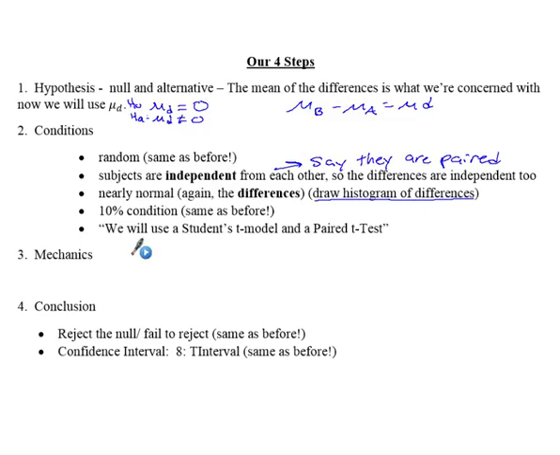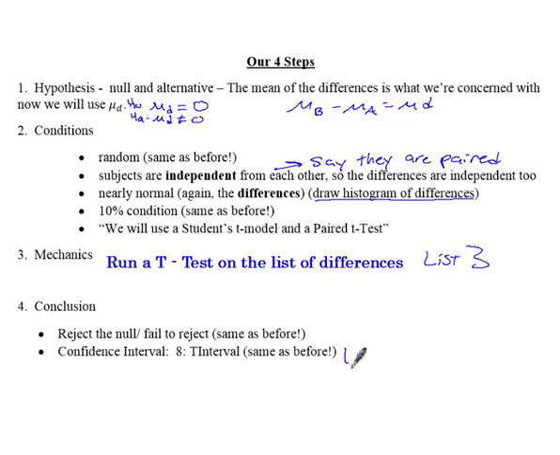The mechanics are pretty much going to be the same. We're going to run a t-test, but you're going to run it on the list of differences, and typically you're going to store that in list 3. And then the conclusion, all of that stays the same as before. Reject, fail to reject. And then for a confidence interval, we can do a t interval. Again, that would be on list 3.